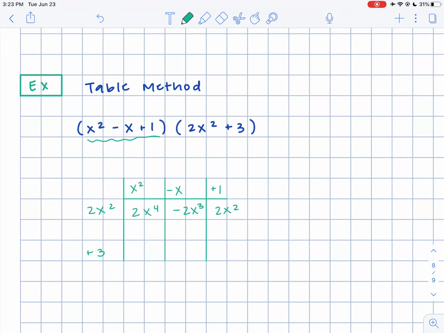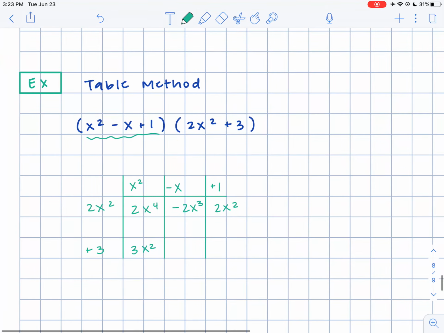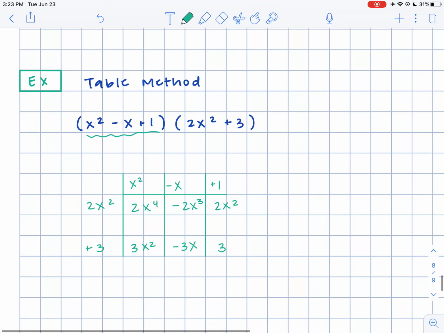And now positive 3 times x squared, 3x squared. Positive 3 times negative x, negative 3x. Positive 3 times positive 1 is 3.